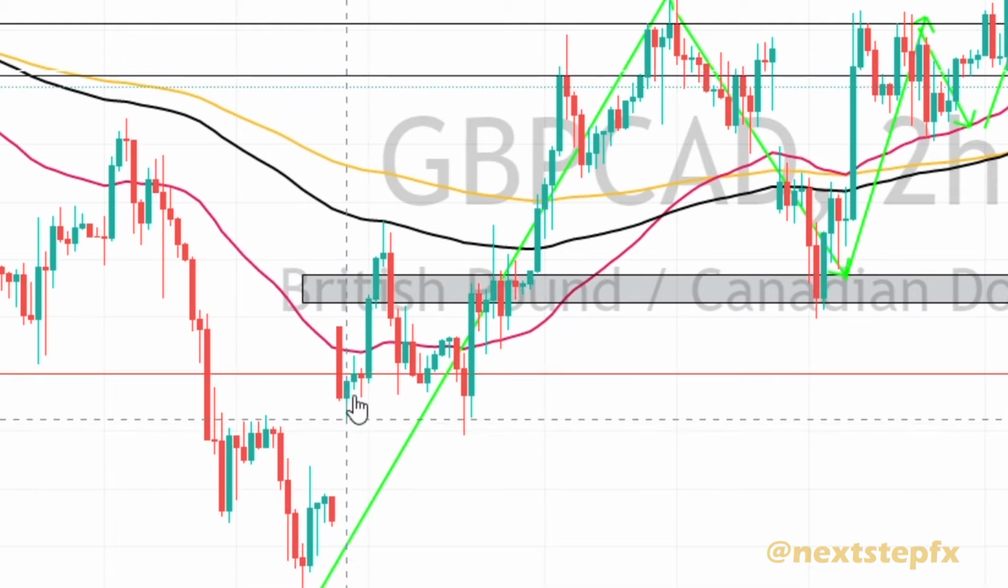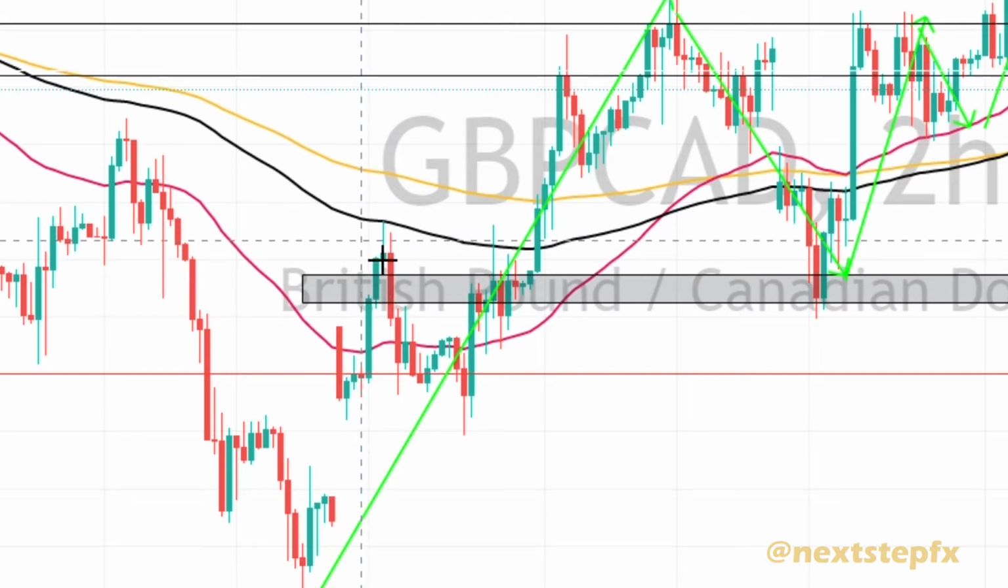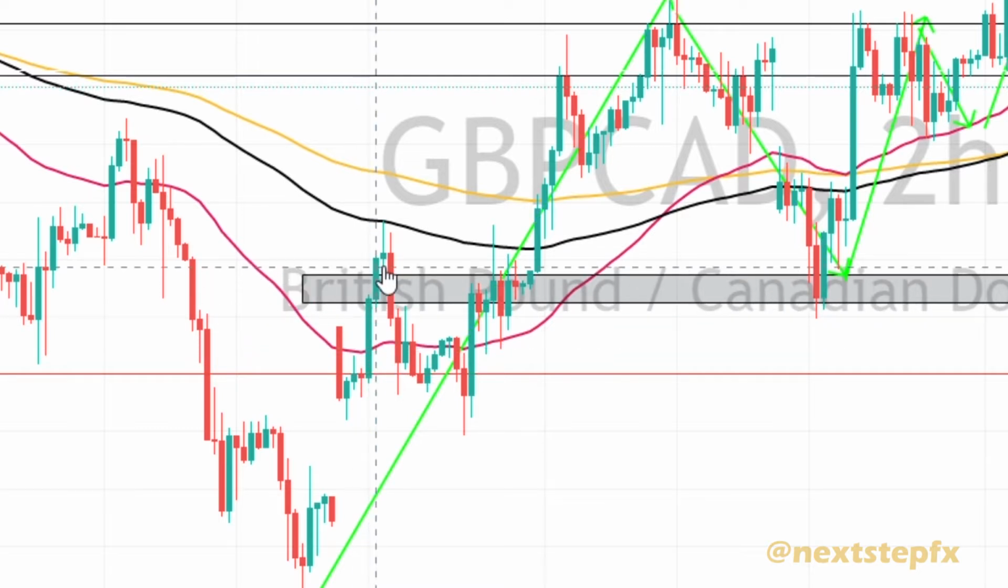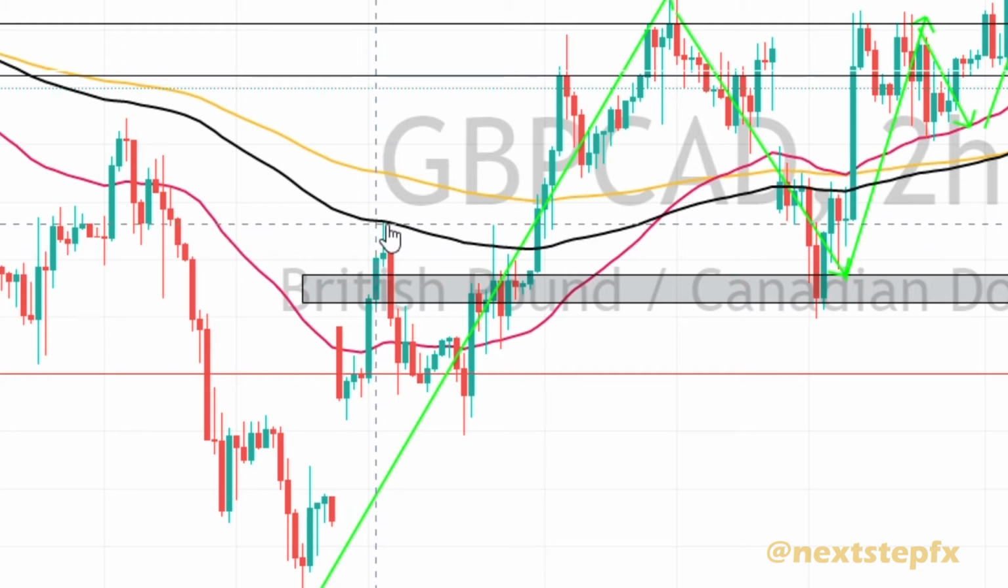When price came up, it broke the 50 EMA, it retested the 130. Now check this out. This is how I like to trade this. When price breaks this 50 EMA, being risky, I would get in right here, and I would take profit on the 130. As you can see, price rejected right off the 130.